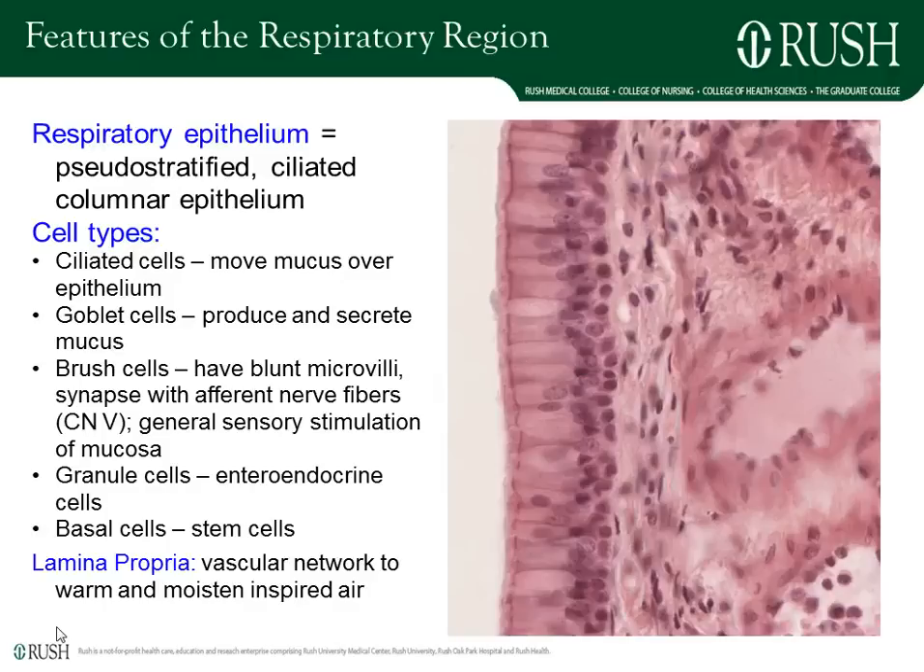There are other cells called brush cells, which have blunt microvilli, and those synapse with afferent nerve fibers, and they essentially have sensory stimulation of the mucosa. They regulate that mucosa. There's another cell population called granule cells. These cells are part of what we call the enteroendocrine system. Enteroendocrine cells are cells that secrete across the basal lamina, and their secretions are taken up into the blood system and may go to distal sites.